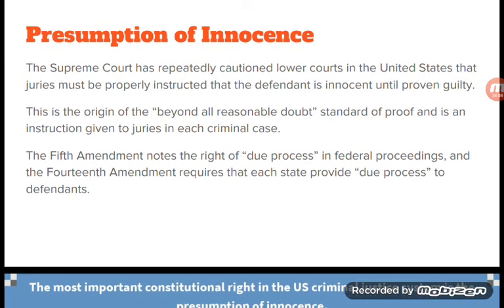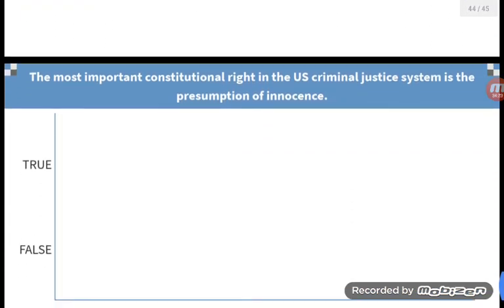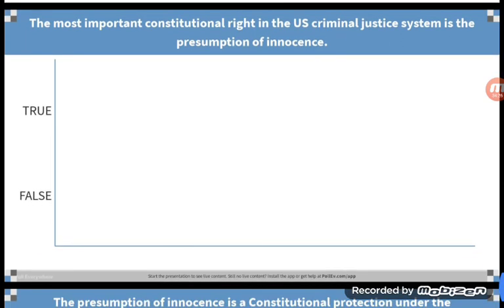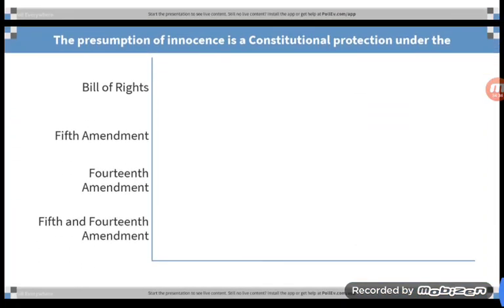Presumption of innocence. This is the origin of beyond all reasonable doubt as the standard of proof. The Fifth Amendment requires due process. The 14th Amendment requires each state to provide due process. Defendants are innocent until proven guilty. Is that the most important constitutional right in the U.S. criminal justice system? And it's true. Presumption of innocence is the most important constitutional right. Presumption of innocence is a constitutional protection under the Fifth and 14th Amendment.